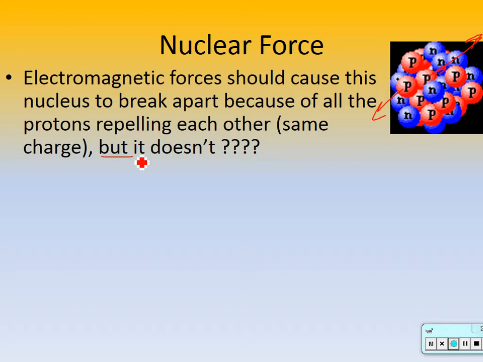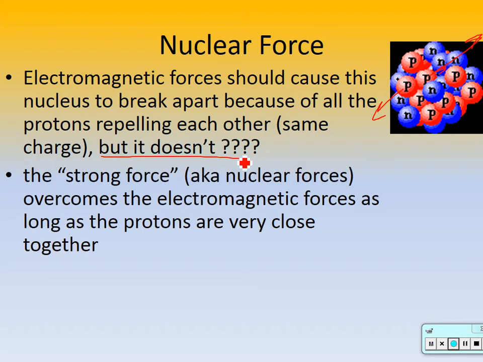But it doesn't break apart. And that's because of the strong force. A lot of people call it either the strong force or the nuclear force. Same thing. Or the strong nuclear force, if you want to combine those two terms. The nuclear force overcomes the electromagnetic forces as long as the protons are very close together. So as long as they're close together, this works.